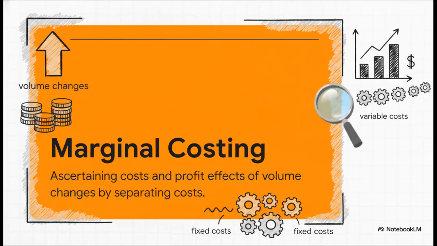And that brings us to the main event, marginal costing. This is basically our financial magnifying glass. It lets us zoom in on the true cost and profit effects when our production volume changes simply by strictly separating those fixed and variable costs. By pushing the fixed costs aside as just period costs, we can see exactly what producing one single extra unit actually does to our bottom line.